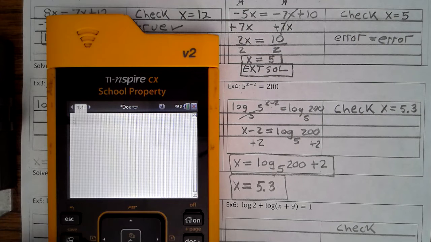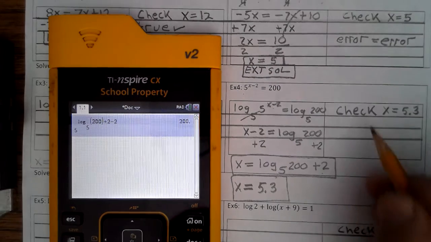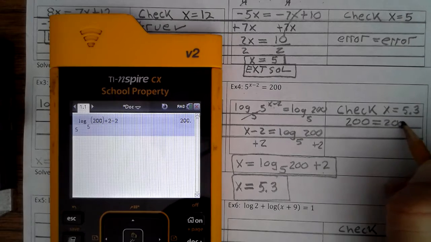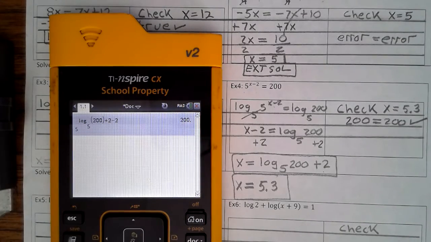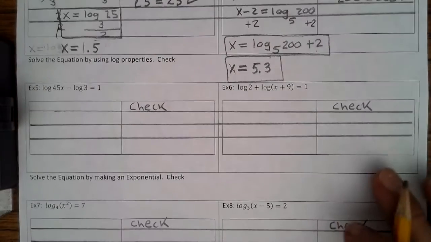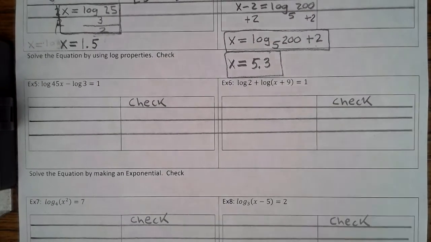We're going to do 5 up key, control log base 5 of 200 plus 2 minus 2. You can see that 200 equals 200, so it checks. Okay, go ahead and finish up example 4. All right, now let's take a look at example 5. Solve the equation by using log properties and check.